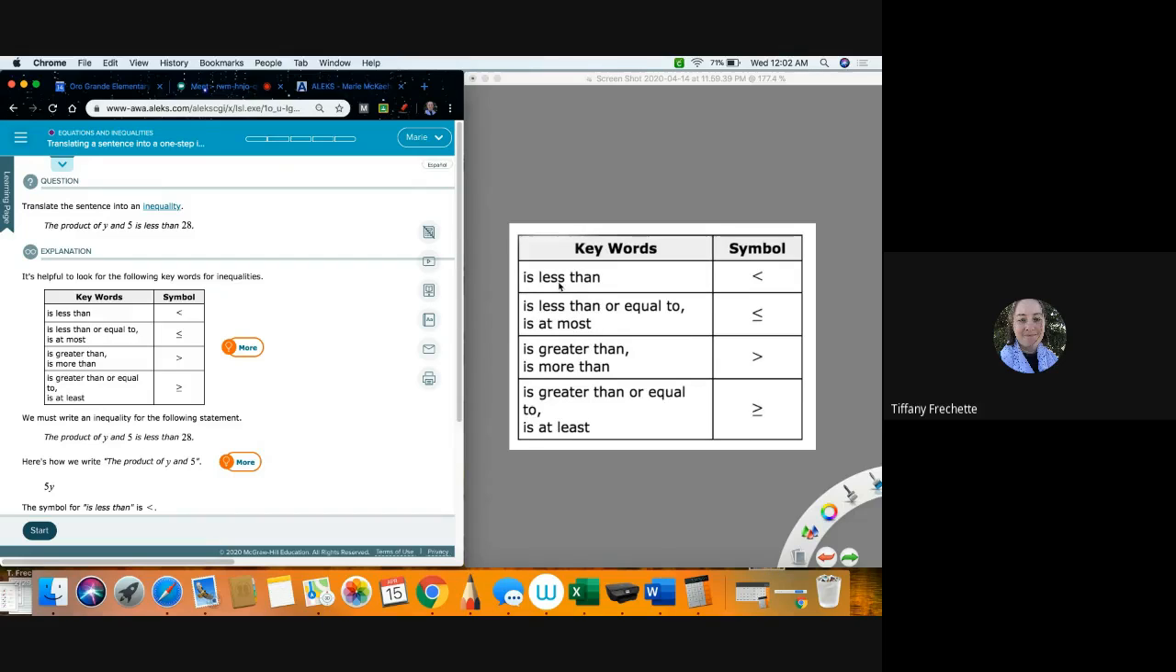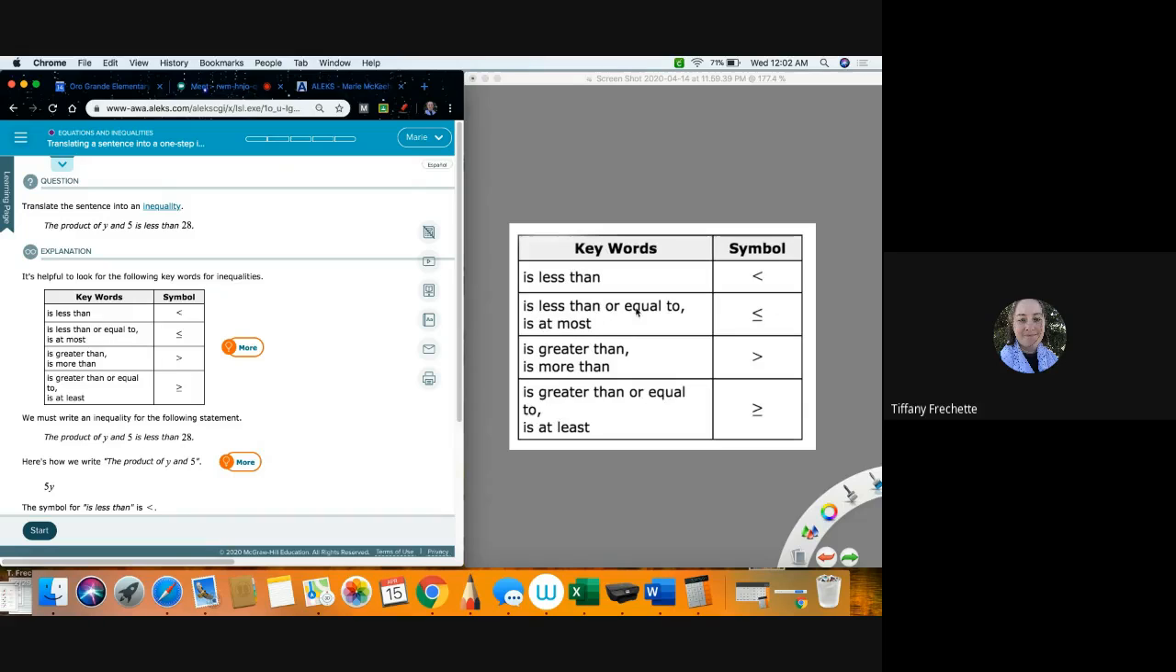So if I hear "is less than," I use the less than symbol. "Is less than or equal to" is "at most." So either one of these two things, I would use less than or equal to. "Is greater than" or "is more than," I just use greater than. "Is greater than or equal to," or "is at least." So I have to remember the way these are worded, and some of them are worded pretty close, but they mean something a little different.